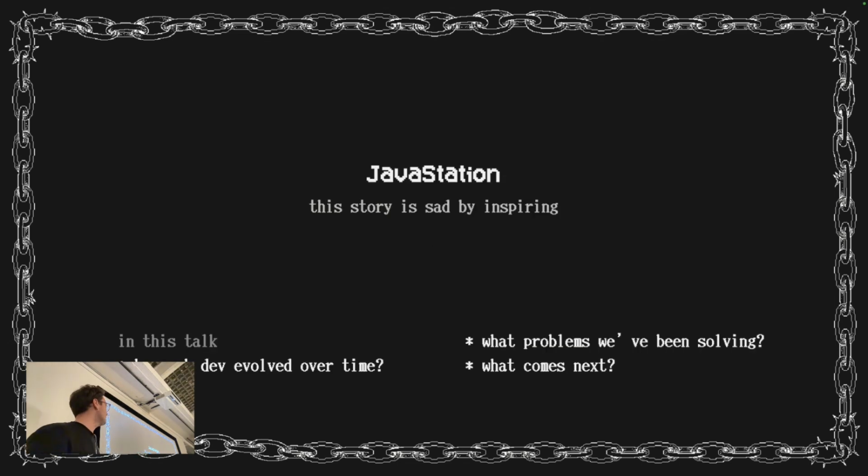For me, the story of JavaStation is inspiring, even though it didn't happen. So now we have JavaScript. I find it inspiring because it really resembles how web development evolves, what is happening right now. So in this talk, I'm going to touch on some topics of what was happening in web development, where we are now, and where we are heading.